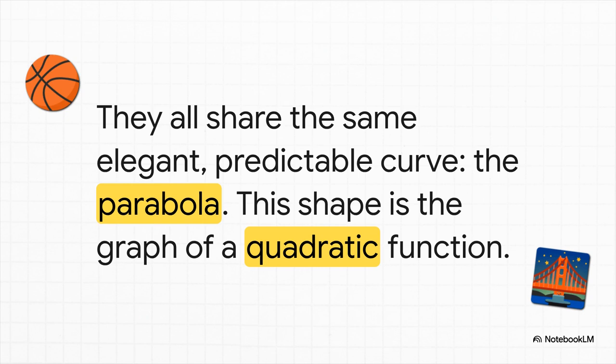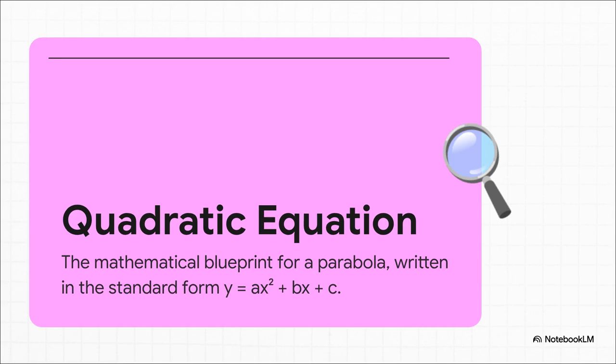This is not just something you see in textbooks. It's a fundamental blueprint for how things move under gravity and how we build some of our most important structures. You could almost say it's nature's favorite curve for anything that gets thrown or launched. So, the language we use to actually describe this universal curve, that's the quadratic equation. You can think of this formula as the code, or the blueprint, that lets us precisely map out any parabola we see out there in the real world.